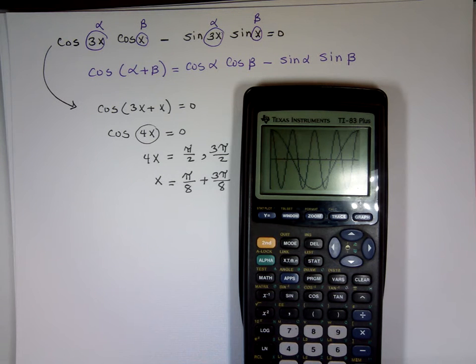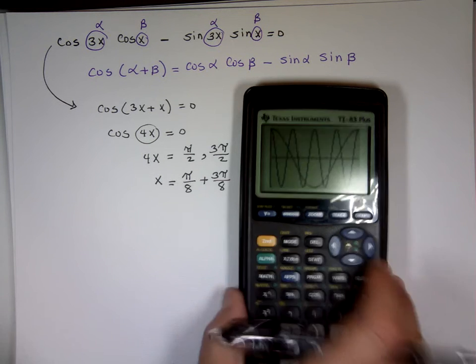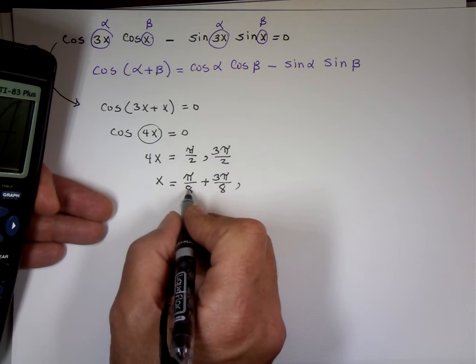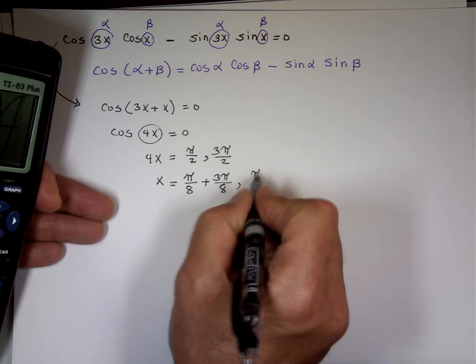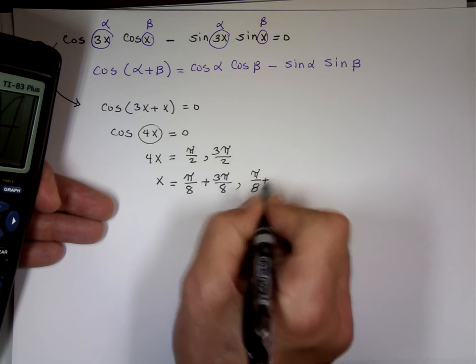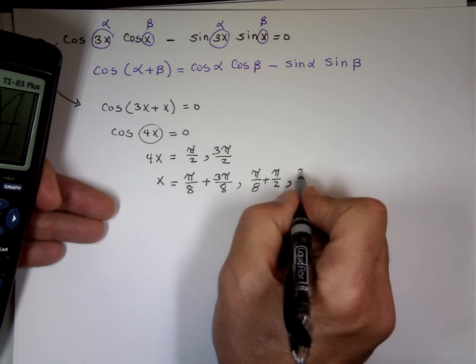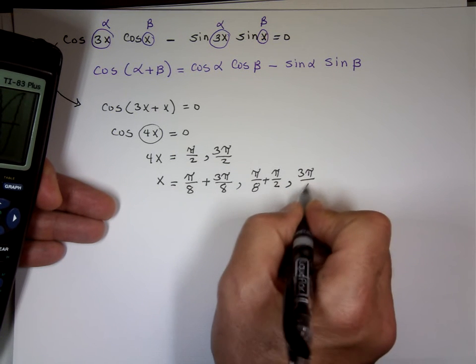They're just revolutions. You just got to add to that what? Pi over 2, because it repeats every 90 degrees. Right? So the next one is going to be what? It's this value, add to it pi over 2. So what is pi over 8 plus pi over 2? And the next value, 3 pi over 8, because it repeats itself, plus pi over 2 every 90 degrees.